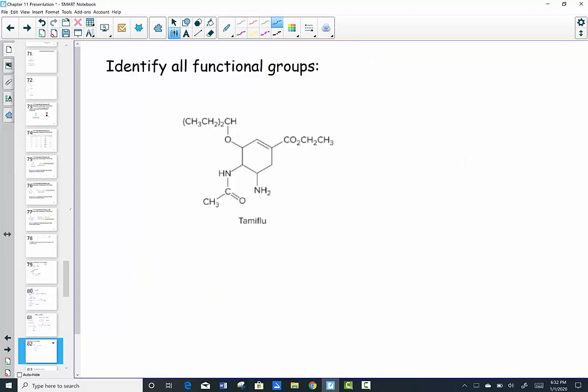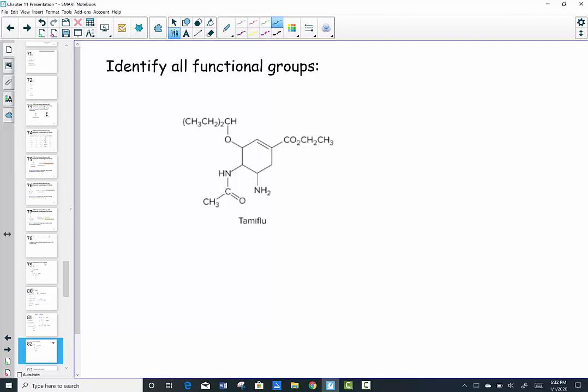And identify all functional groups. And I encourage you, practice this first before we talk it through, practicing on your own paper and then come back to check when ready. Okay, so how did you do?